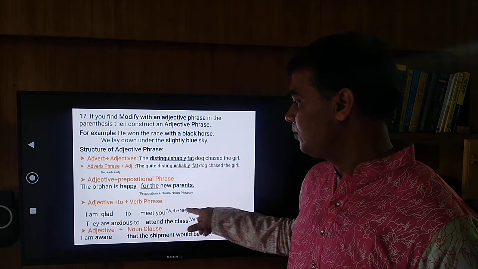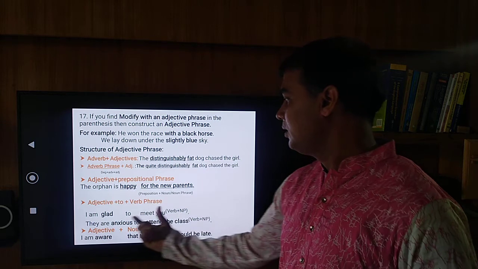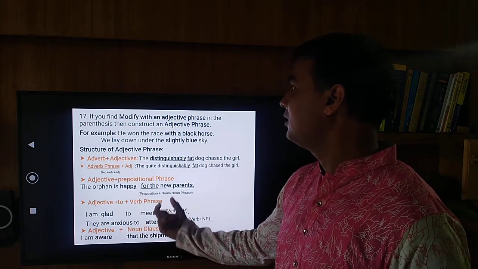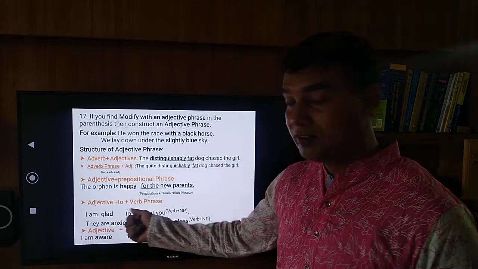This is a verb phrase, verb plus noun. So, I am glad to meet you. Here, glad to meet you, this is an adjective phrase. Okay. And the next one, there is another example.